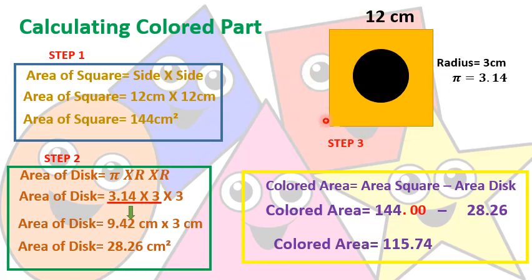Wrapping things up, whenever we want to find the area of the colored part, you find the area of the big shape, then you find the area of the shape that's inside it, then we're going to subtract. So mainly we found the area of the colored part, the orange part, as if we cut the black part, the part of the disc.